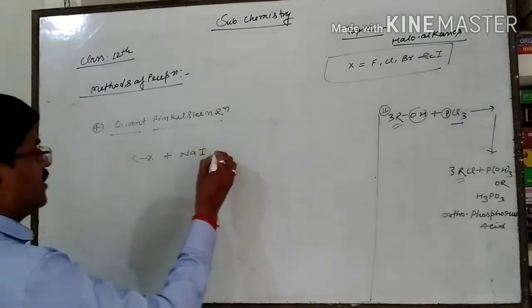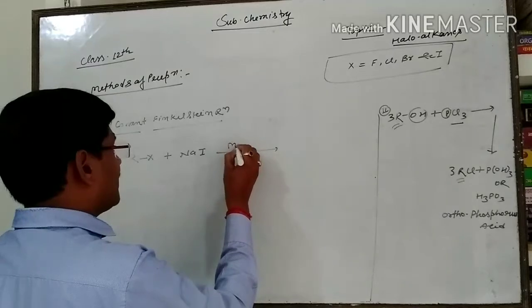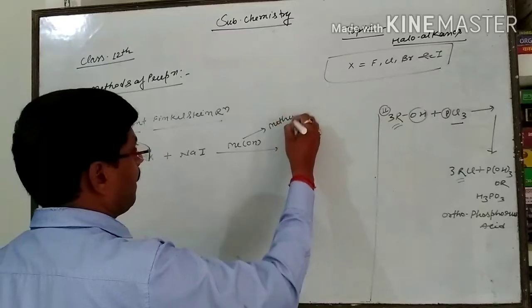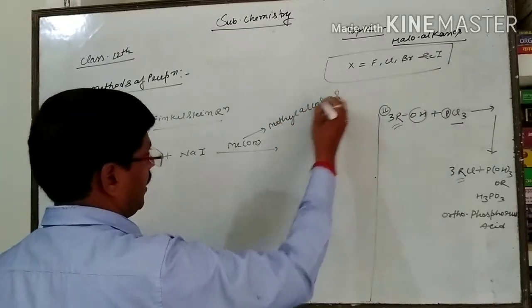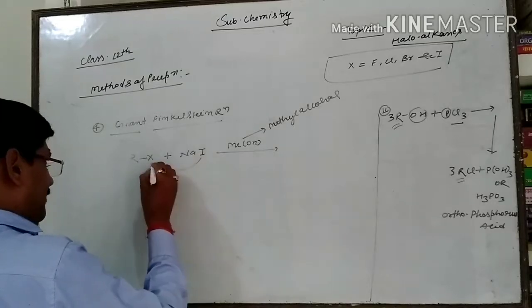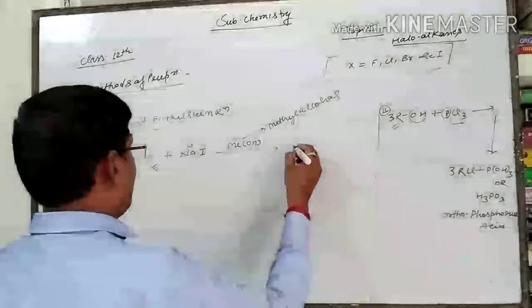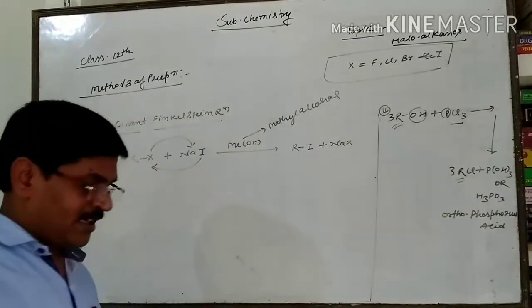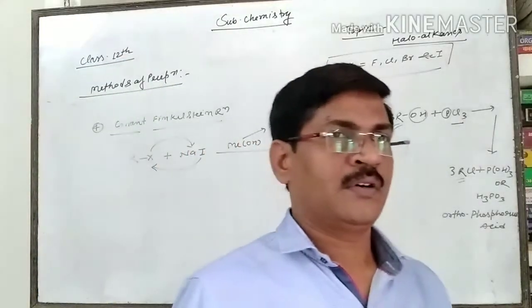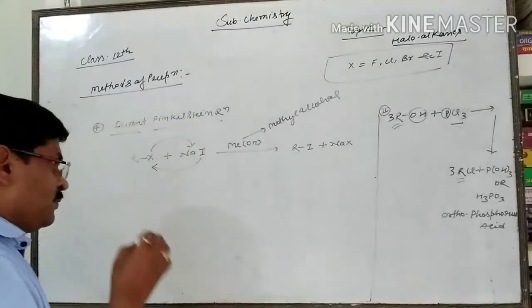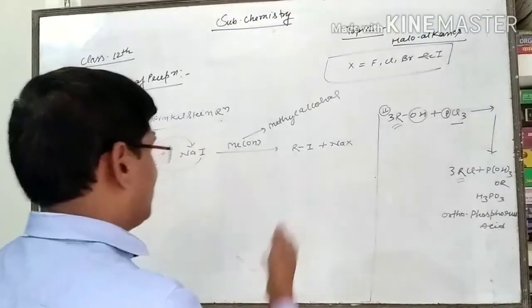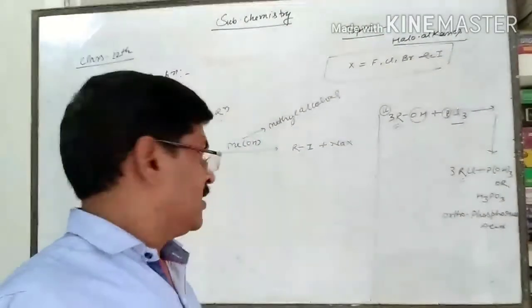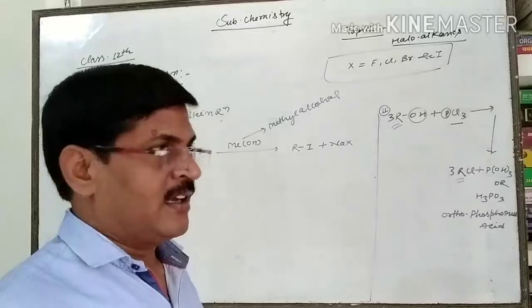and reacted with NaI. Remember here the presence of dry acetone. It will give RI plus NaX. It means in this way, by the exchange of halogen atom, all of you will be able to prepare alkyl halide. As you are seeing, in place of R, if I have written here CH3I, C2H5I, C3H7I, I can write.